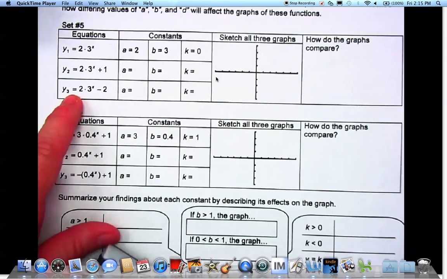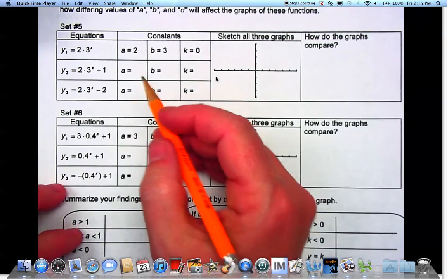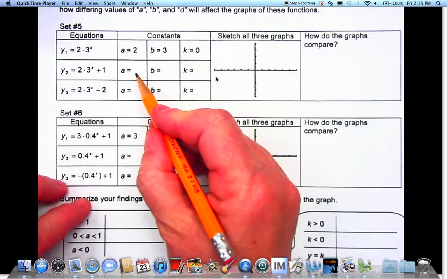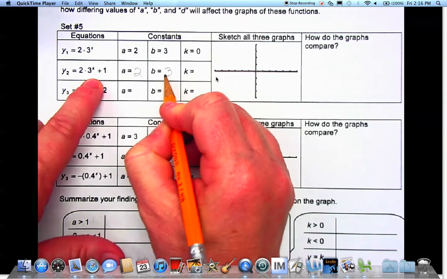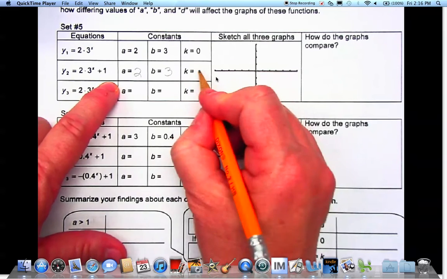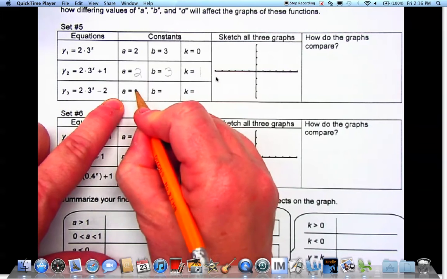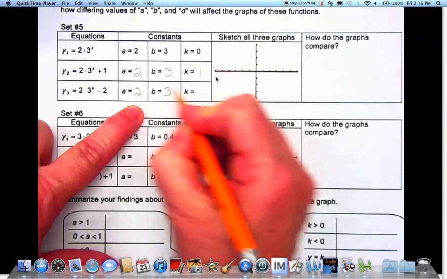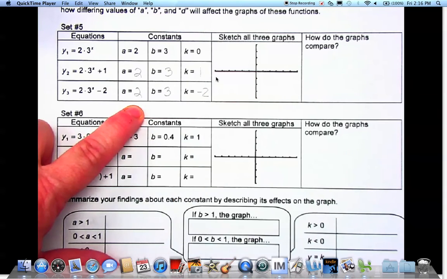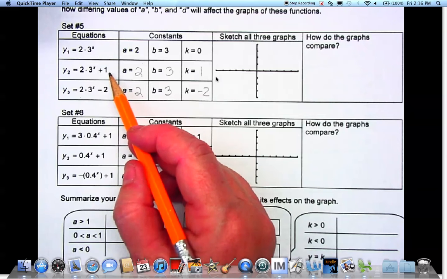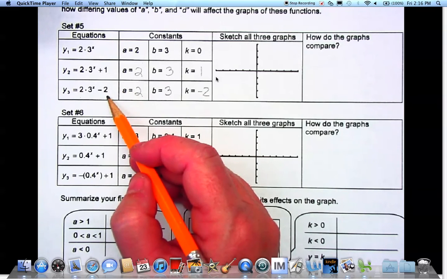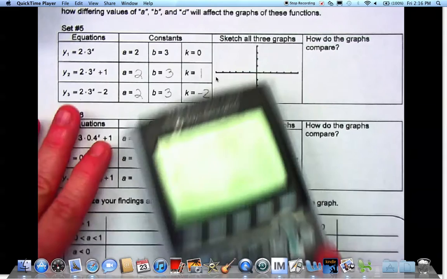Okay, in this one, what's the A in Y2? 2. What's the B? Just 3. And then what do you think the K is? 1. And the A is 2, B is 3, K is -2. So what do you think that plus 1 is going to do? Move it up the graph. Okay, and what do you think the minus 2 is going to do? Move it down. Now let's see if that happens.